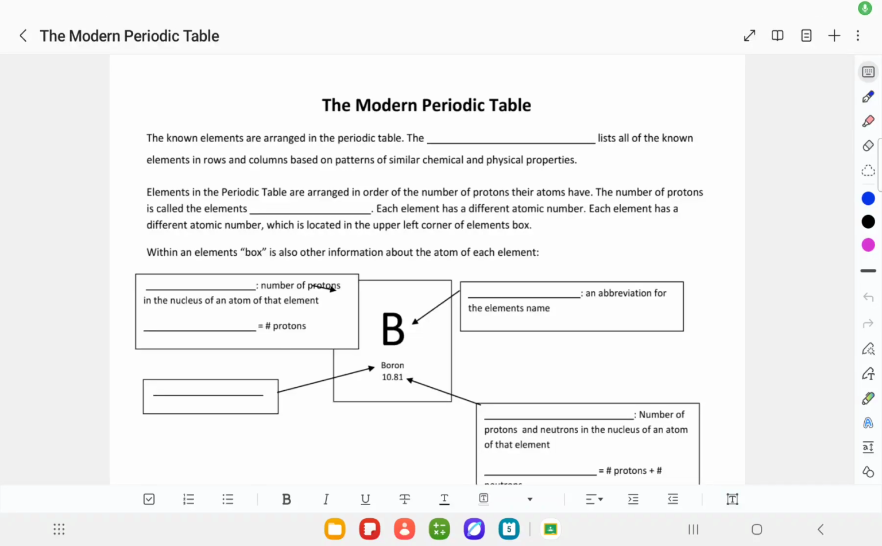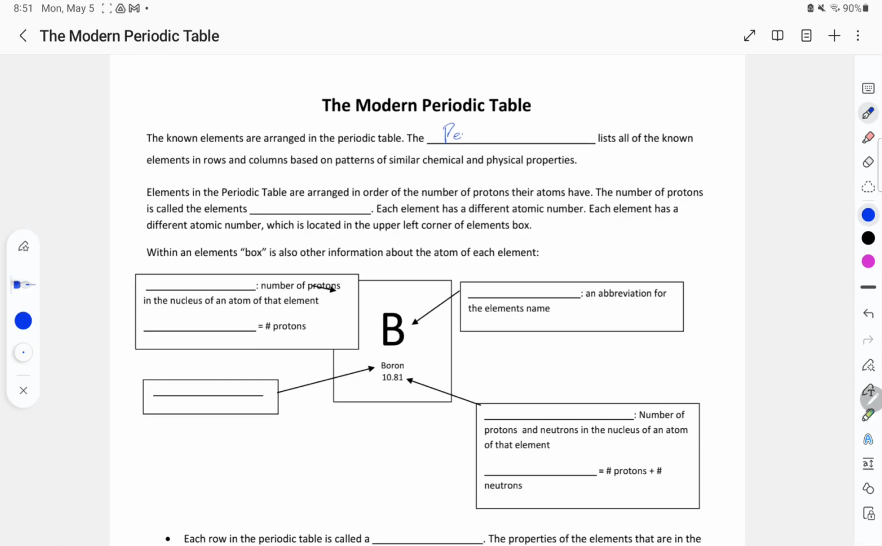What we're going to do is look at the periodic table. Now, the periodic table lists all of the elements that we know of. The elements are listed in order of increasing number of protons in their atoms, and the number of protons an atom has, as we talked about, is called its atomic number.